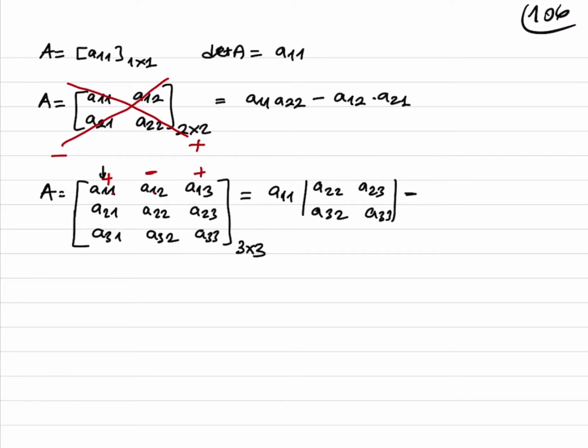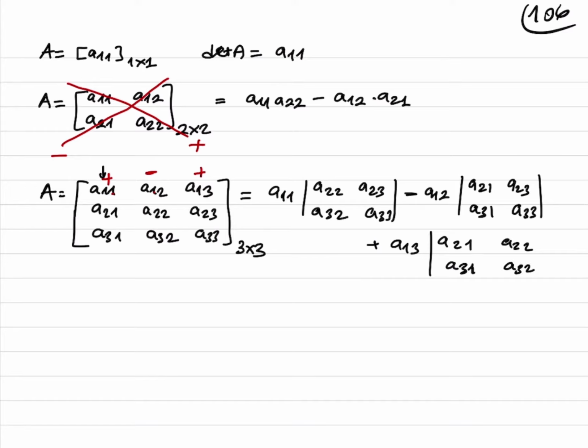So we will get minus A12 times, we close the second column, first row. So we are left with these guys, A21, A23, A31, A33, plus A13, and then we will close first row, third column. We are left with this matrix A21, A22, A31, A32.